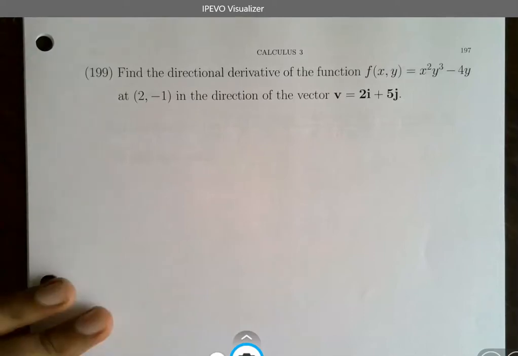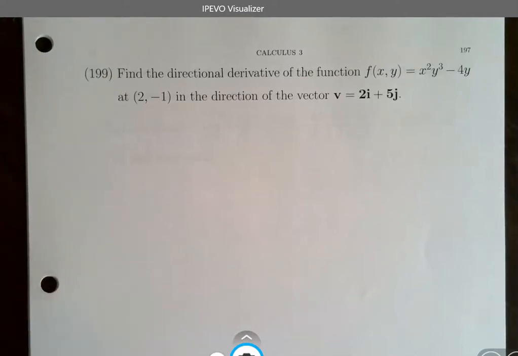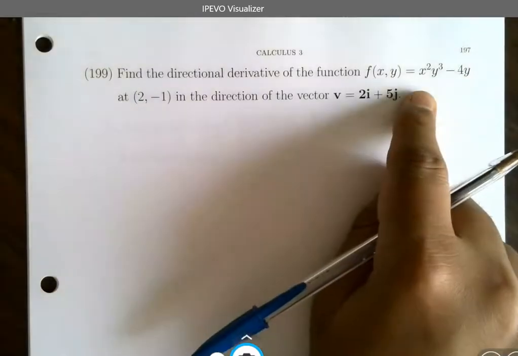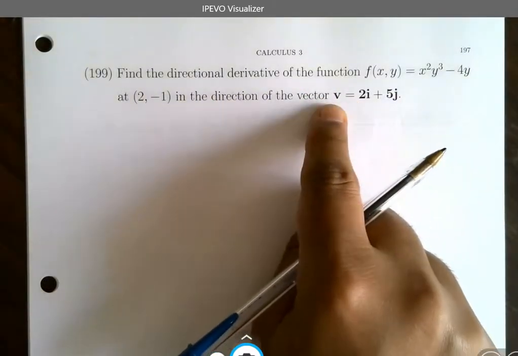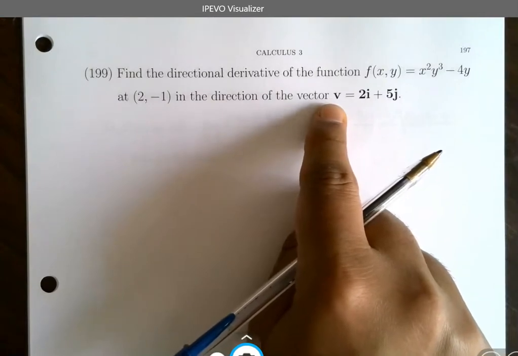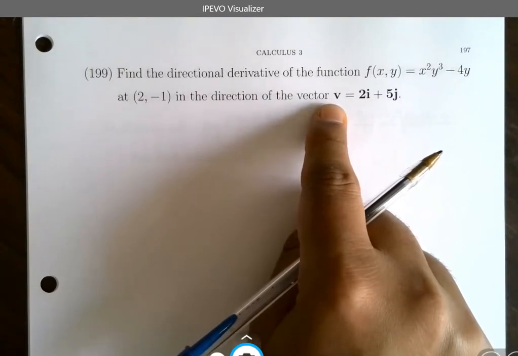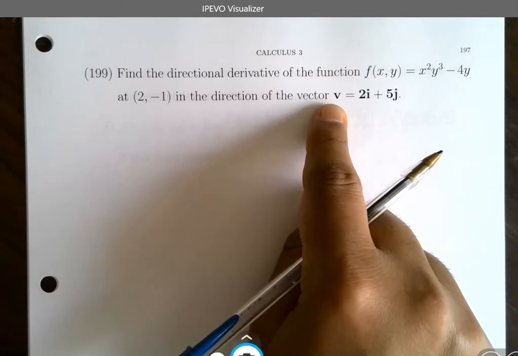So now let's go ahead and evaluate the directional derivative of this function at (2, -1) in the direction of v. Instead of u, we are using a vector v. That's the only difference. Otherwise, everything else is the same.